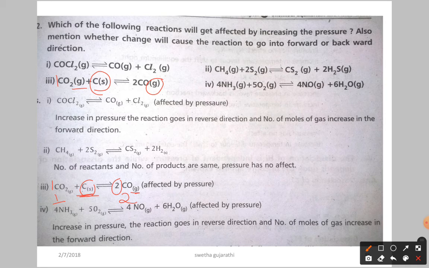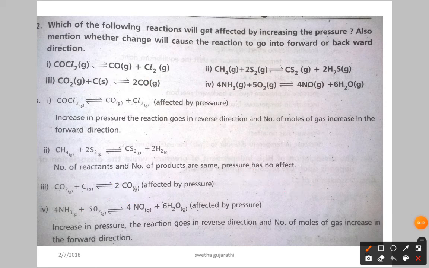So what is our condition? Pressure is increased. Pressure is increased means we have to show the direction where the number of moles is going to decrease. So it is going to the backward direction, where CO is converted into CO2 plus C. So the backward reaction, towards the left, is favorable. Okay, now let us see the next example.